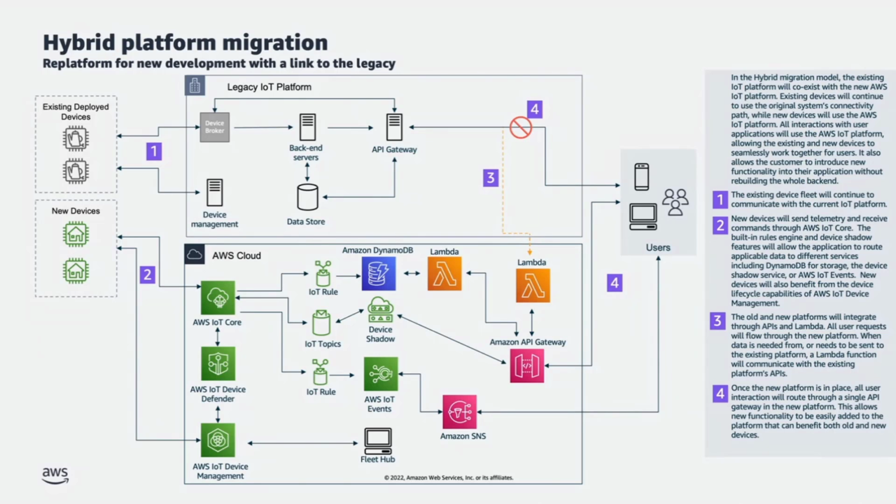And finally, number four, you have the new platform and the legacy platform all in one place. So the customer can interact and route messages from a single API out to those two different platforms. And that really allows new functionality to be easily added to the platform, and that can benefit both the old legacy platform and the new platform itself. So that was an example walk-through of the hybrid platform migration.